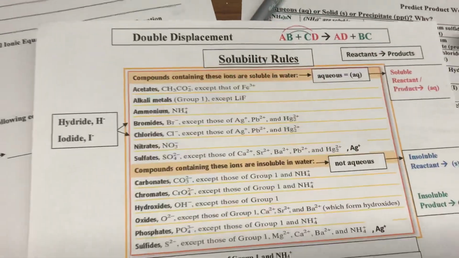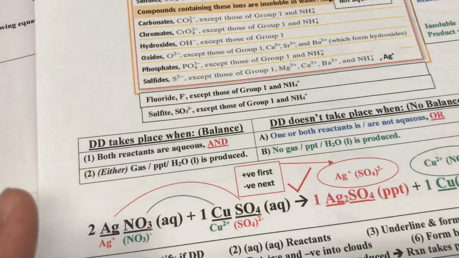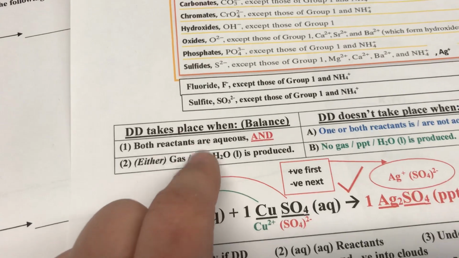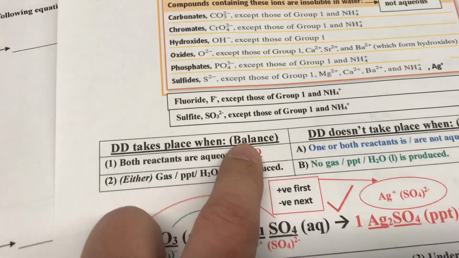So in this video, I'm going to talk about the bottom part of the solubility rule. It's what happens when you have double displacement. Double displacement takes place only when both conditions are met. And when double displacement takes place, you're going to balance the equation.